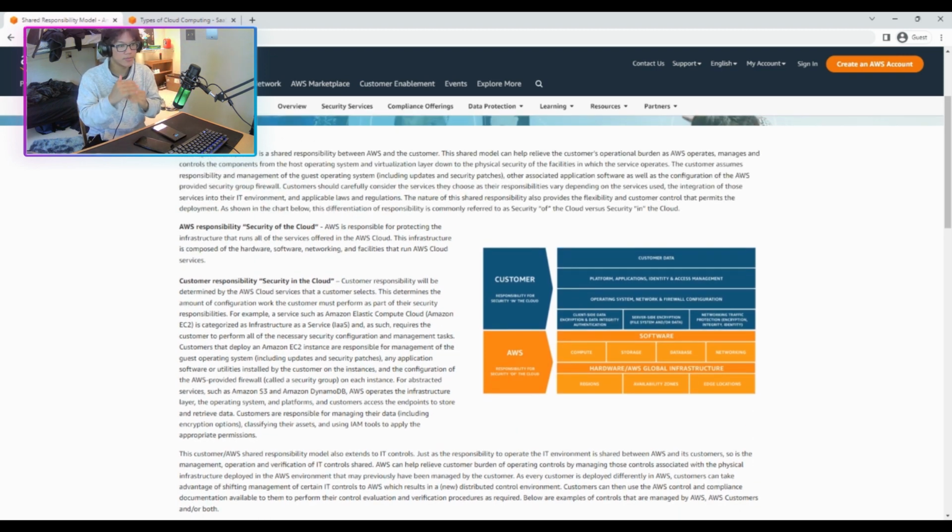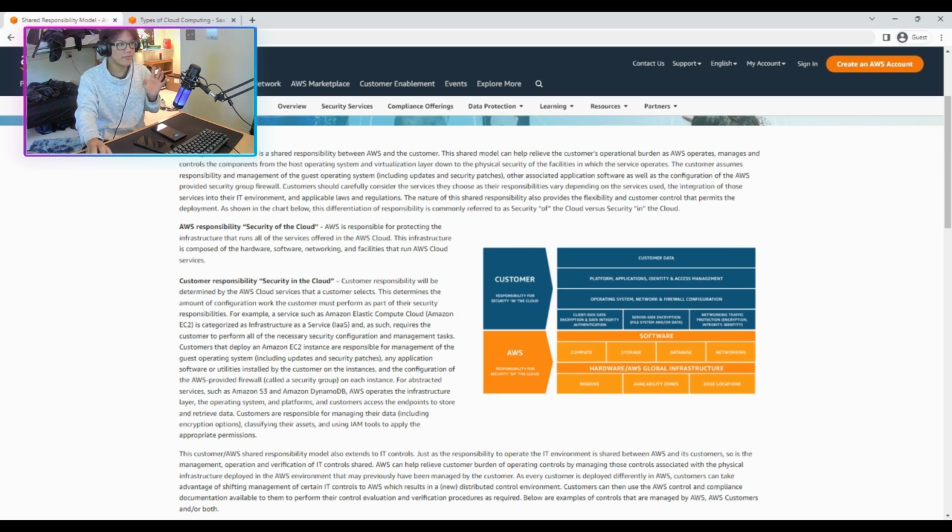So going off, the shared responsibility model is a customer and AWS company responsibility that they both have to share. The customer has to essentially make sure and manage everything inside of the cloud, while AWS has to manage everything outside of the cloud.